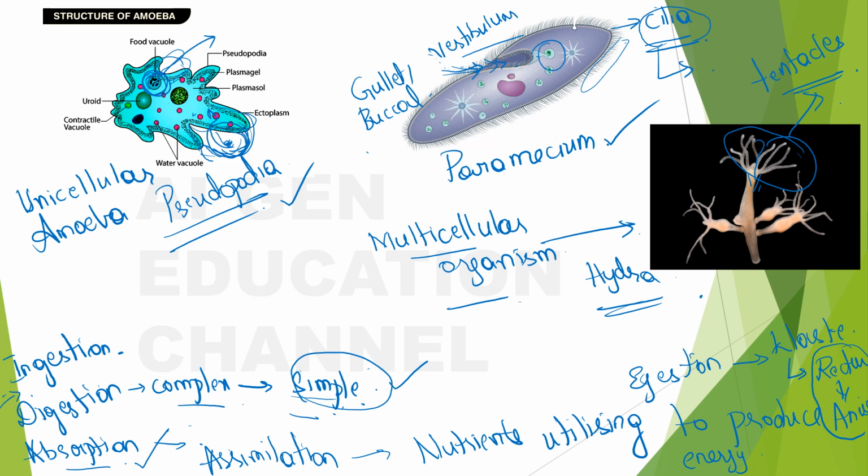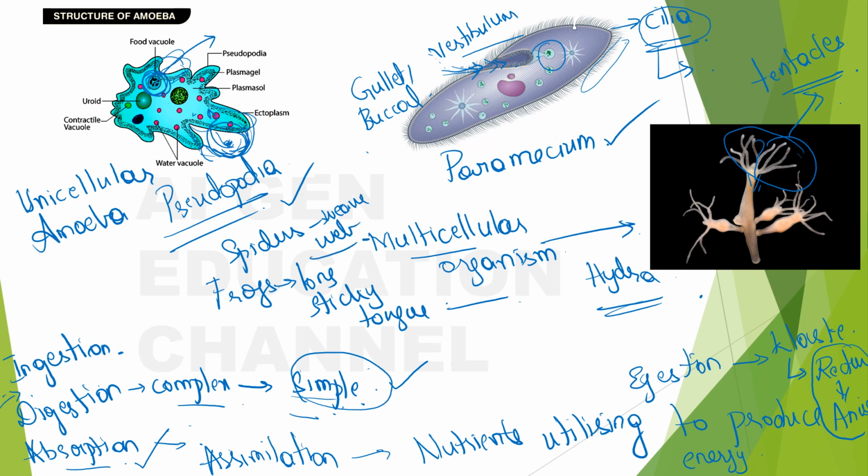But generally how the ingestion takes place, I'm speaking about the other animals, you could have seen the frogs, right? What will the frogs have? Frogs will have a long sticky tongue, with which they will catch the insects, right? And you tell me something else, how about spiders? What do the spiders do? Spiders will weave a web, and with that web some insects will be caught, and the spider will take that up and will suck up the food.